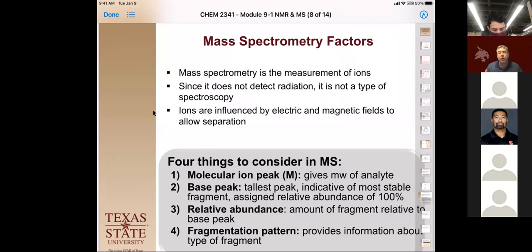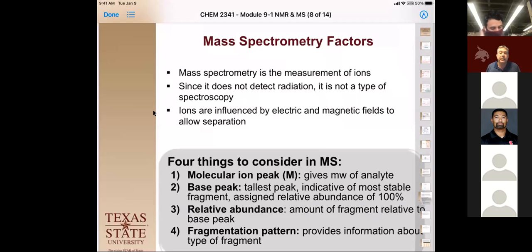So let's say you made a mixture of compounds. Well, one of the tests you do is you could run it through a mass spectrometer, and it says one of them has a molecular weight of 155. The other one has a molecular weight of 270. Well, now you know those are two very different molecules.